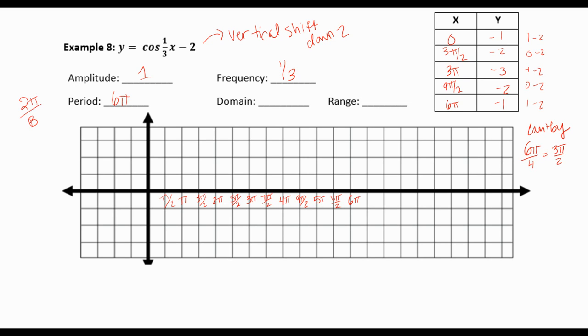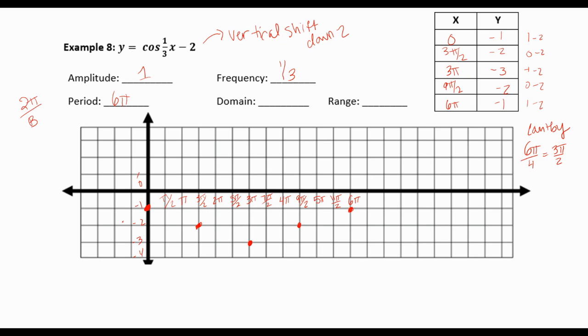And I'm going to stop there. Negative 1, negative 2, negative 3, negative 4. Put a 1 here, here's 0. And we can go ahead and graph. So we have 0, negative 1. And then 3 pi over 2 is negative 2. Notice that that is now my midline, y equals negative 2. I have 3 pi is negative 3. 9 pi over 2 is negative 2. Again, that's my midline. And then 6 pi is negative 1.